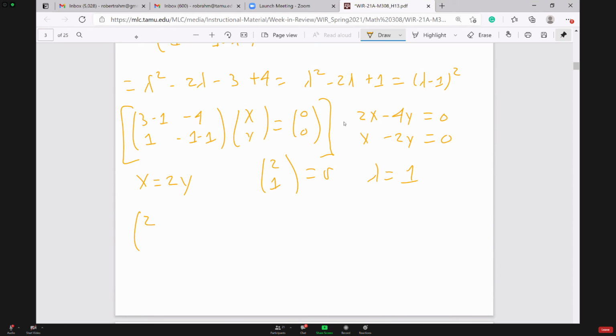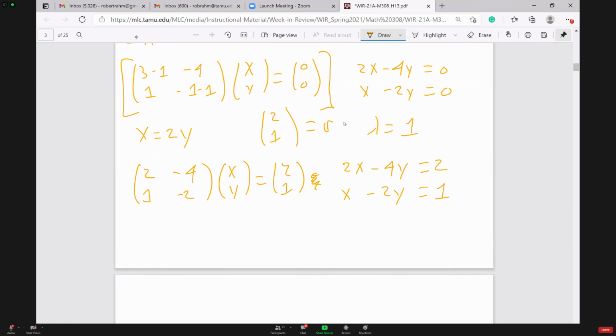And so the equation is going to be [2, minus 4; 1, minus 2] times [x, y] is equal to [2, 1]. Notice the top equation says 2x minus 4y is equal to 2, and the bottom equation says x minus 2y is equal to 1. Again, the top equation is 2 times the bottom equation. The bottom equation says x is equal to 1 plus 2y. Any vector where the top entry is equal to 1 plus 2 times the bottom entry is going to work, as long as we don't get the 0 vector.